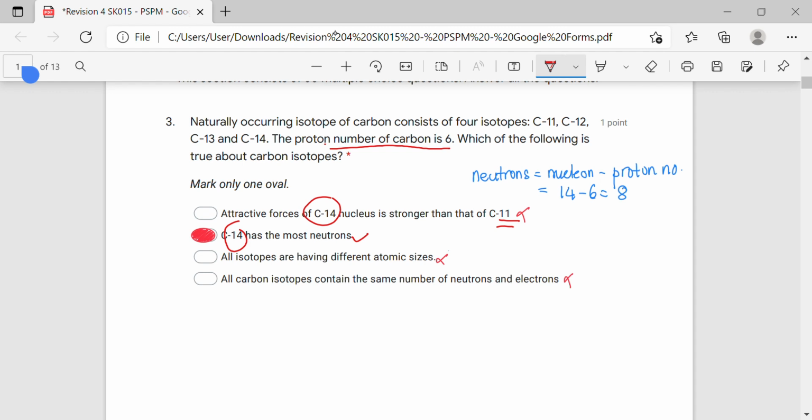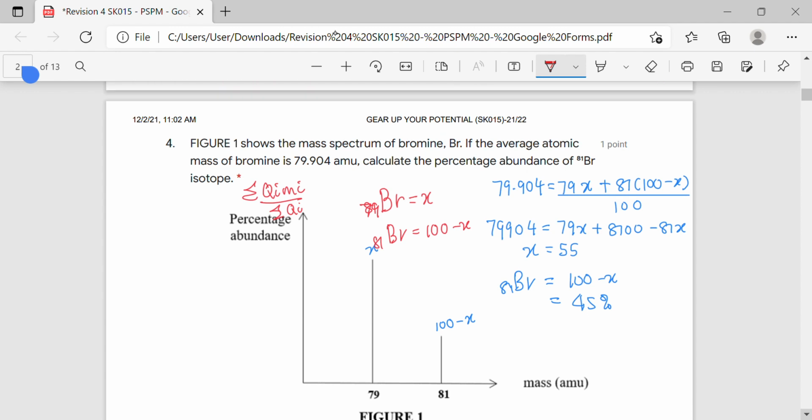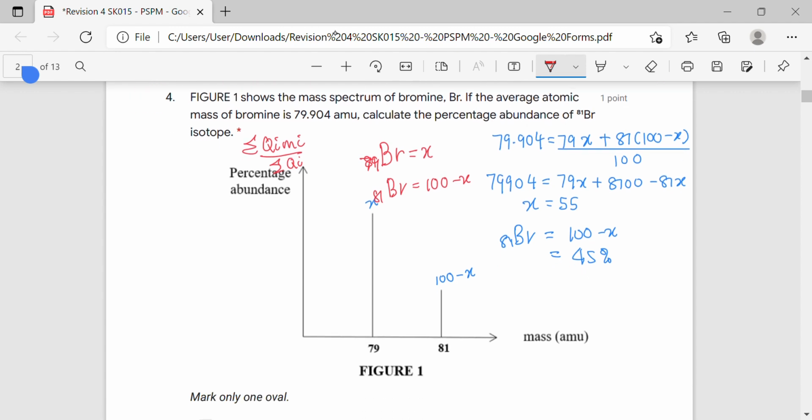Okay, all isotope having different atomic size. So tadi yang kita mention ni, so dia tak ada beza size. Okay, semuanya sama. So contain same number of neutron and electron. Okay, so ini of course dia berbeza sebab because of isotope number yang berbeza. So jawapannya yang kedua.